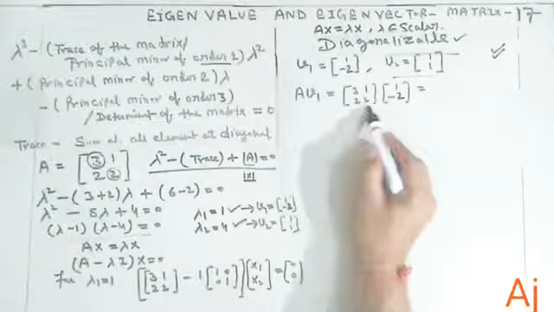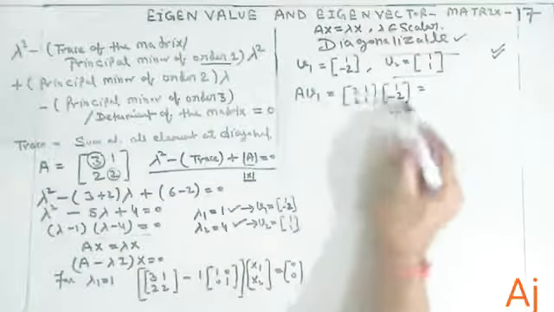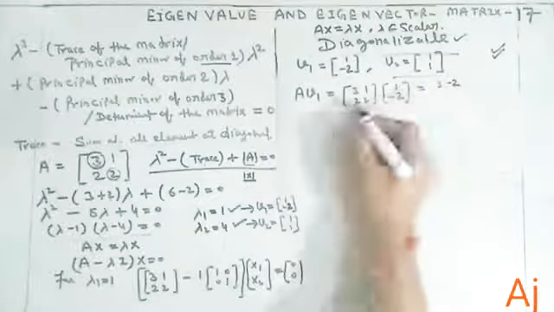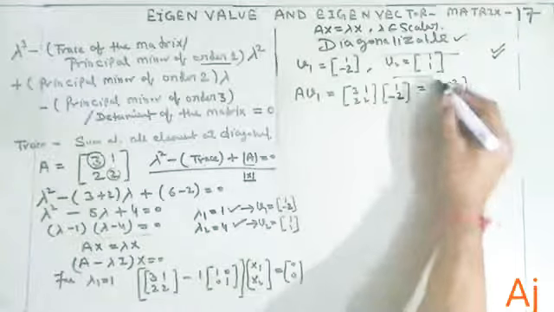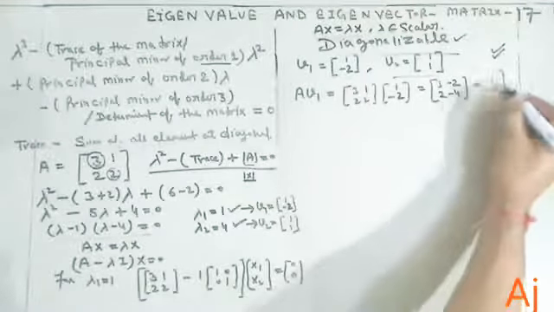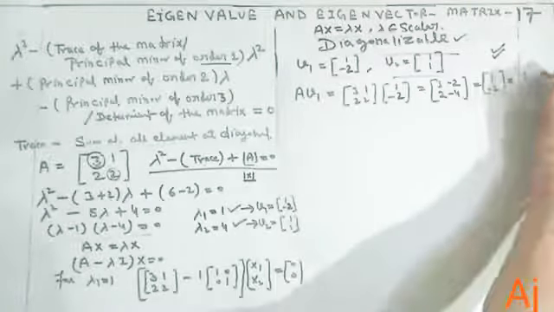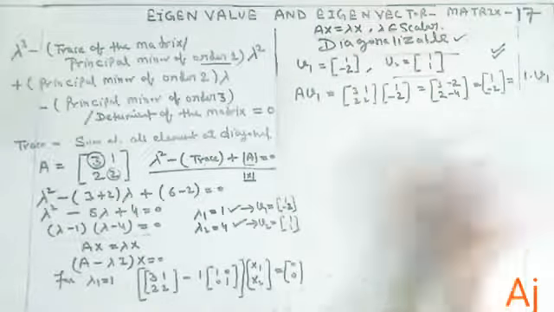Now A v1 means A is this matrix and v1 means this. Now multiply this to this: 3 times 1 and 1 times minus 2, 3 minus 2, multiply this and this, 2 times 1 and 2 times minus 2, 2 minus 4. So you will get 3 minus 2 is equal to 1, 2 minus 4 is equal to minus 2. Again you are getting the same thing, so you can also write it as 1 into v1.